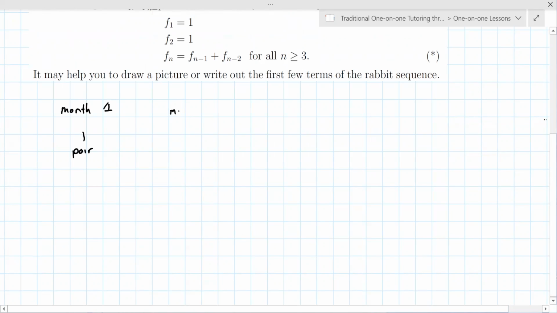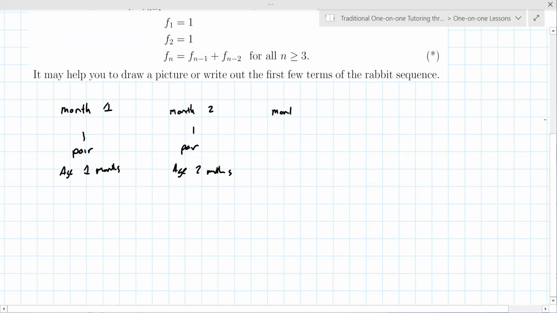In month 2, that's where I guess I'm struggling here, because it says that you produce a new pair of rabbits. So in month 2, this pair. Oh, okay. So I'm sorry. Maybe that does make sense. This pair, their age is 1 at the end of 1 month, and then at the end of month 2, their age is 2 months. And so now they can procreate.